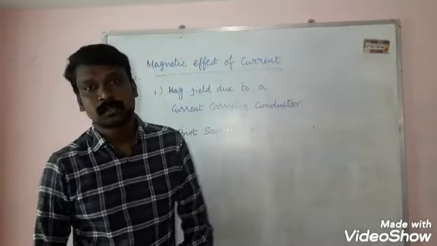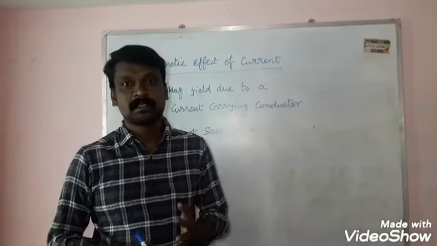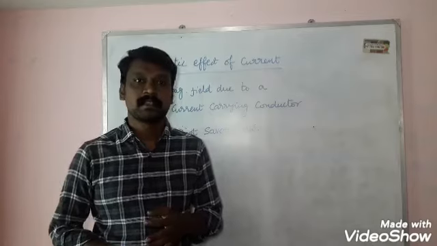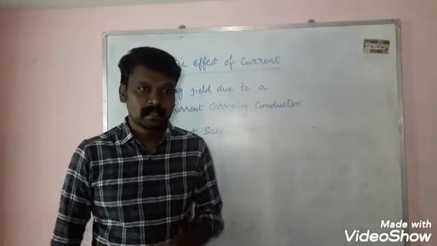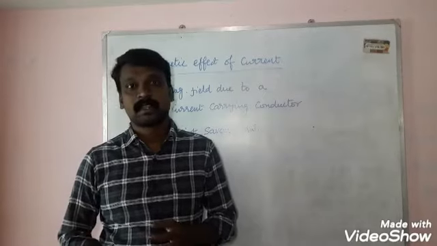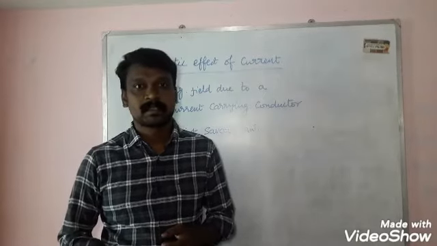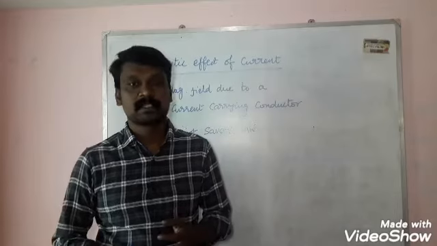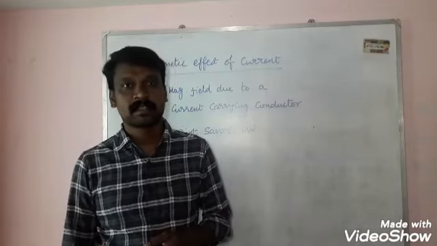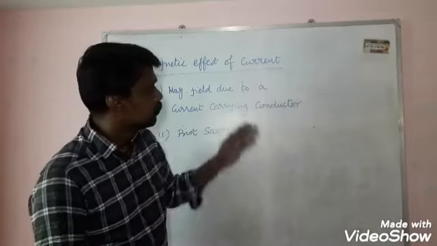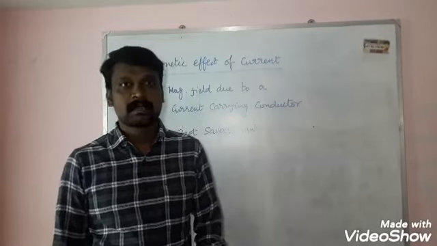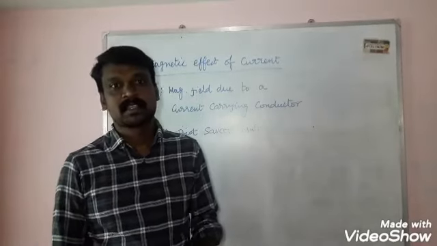In Unit 2, we have learnt the chemical effect of current, for example battery and cells, and also the heating effect of current, Joule's law of heating effect. In our day-to-day life, we are using the iron box and toasters as examples of the heating effect of current. In the same way, we are going to discuss the magnetic effect of current. An example of this magnetic effect of current is the electric bell.